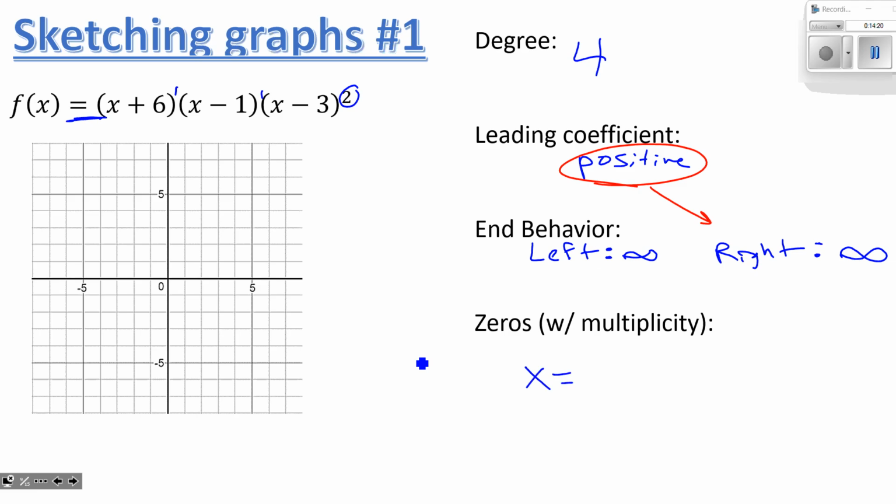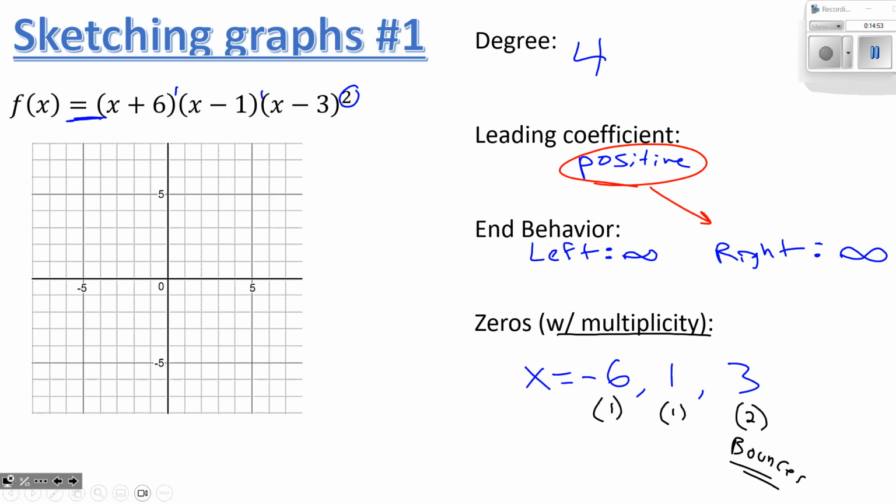And finally, zeros. Zeros are what x values make the function 0. So I see -6. I see 1. I see 3. But what it also says is with multiplicity, because that's going to help me graph. Multiplicity on the root of -6 is a 1. On the 1 is a 1. On the 3, it's a multiplicity of 2, which means I'm going to put a little note on that. I got to bounce there. I got everything I need. I'm going to go for the graph.